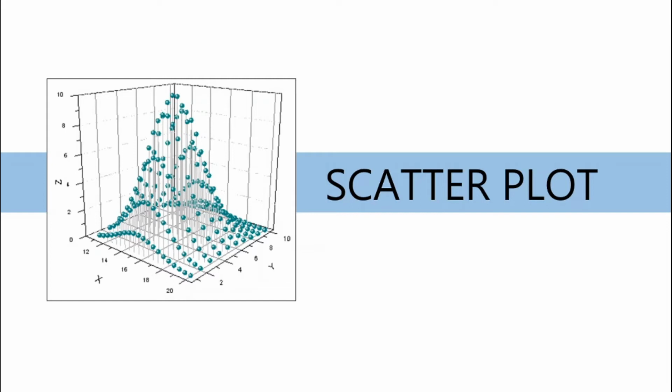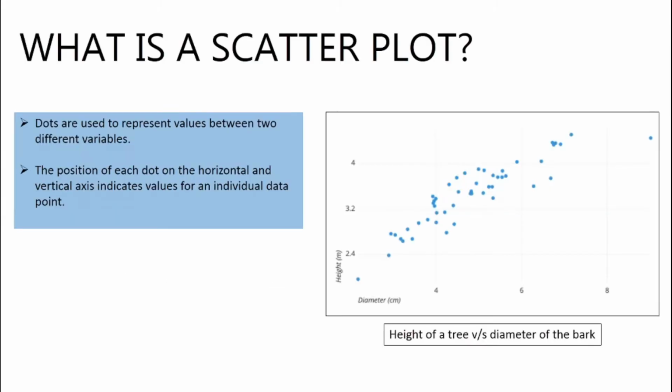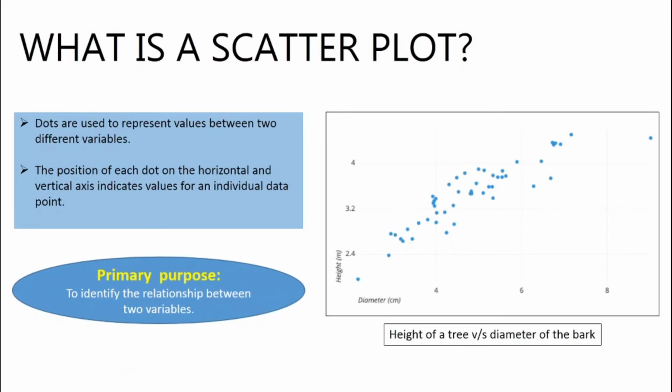Today we'll be looking at the scatter plot. So now, what is the scatter plot? A scatter plot has dots which are used to represent values between two different variables. These dots are basically the data points of our data set, and the position of each dot on the horizontal and the vertical axis indicates values for an individual data point. The primary purpose of a scatter plot is to identify the relationship between the two variables.